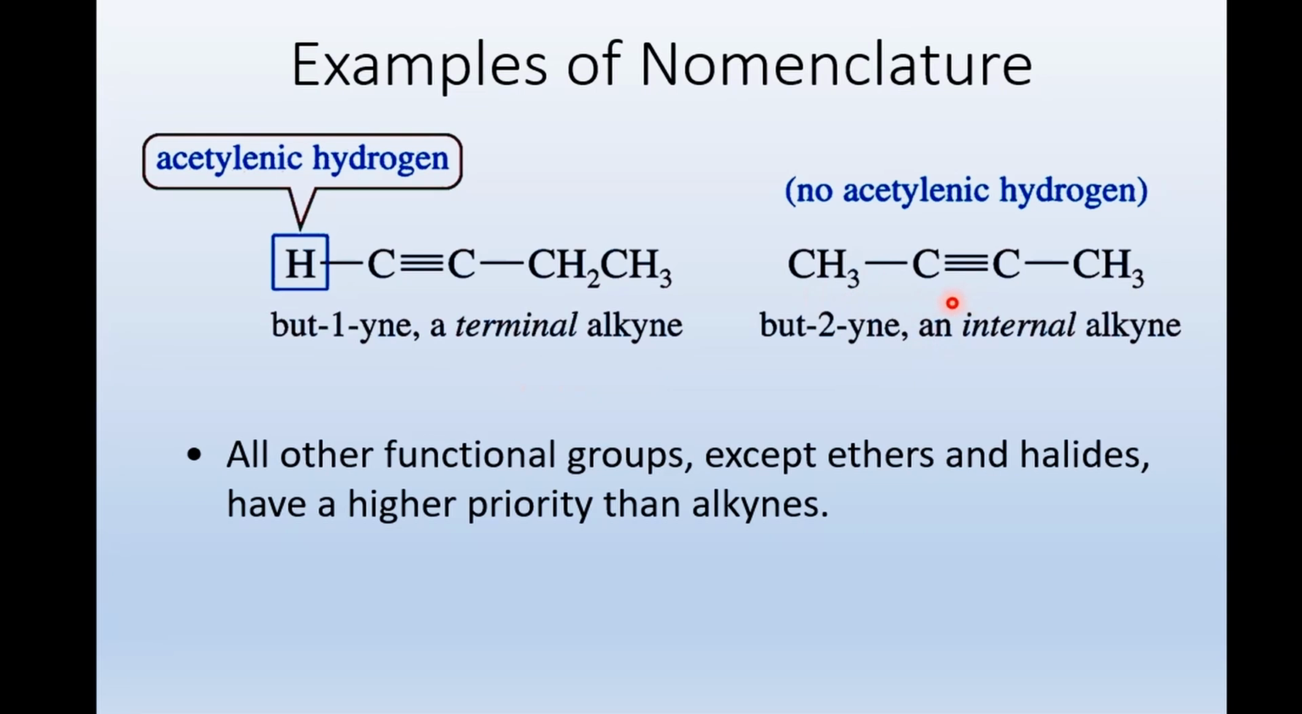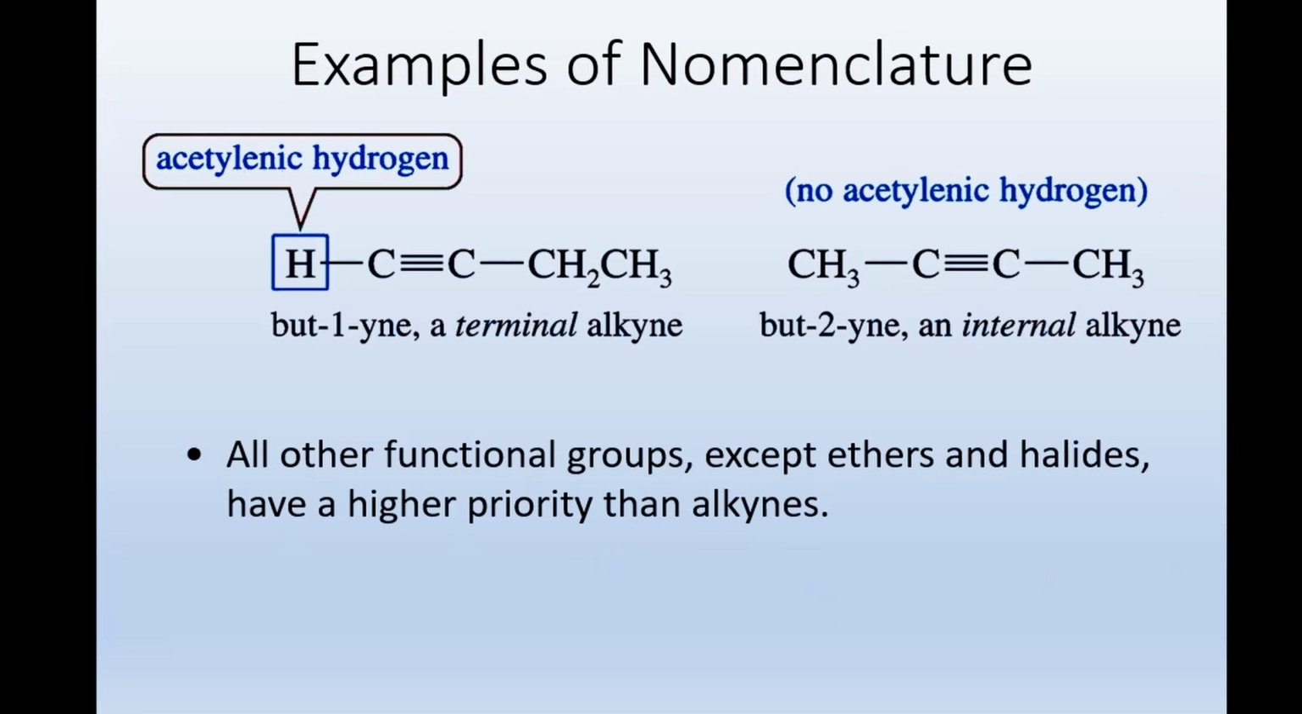And here's another 4-carbon chain. This is but-2-yne. We call the first one a terminal alkyne, because the triple bond's at the end. We have this hydrogen sticking out. Now this hydrogen is very special because it's acidic. All other functional groups except ethers and halides have a higher priority than alkynes.